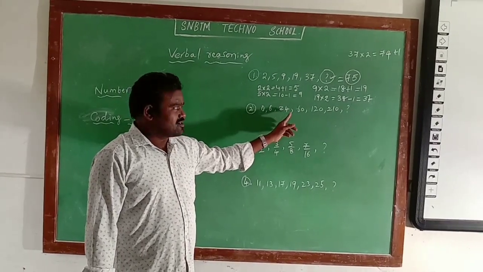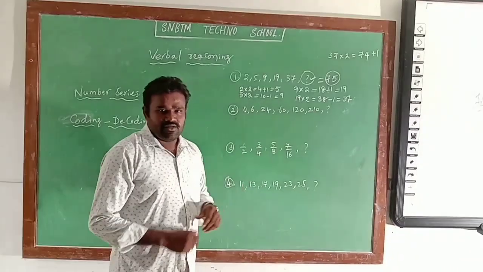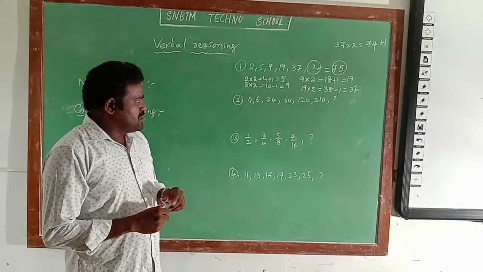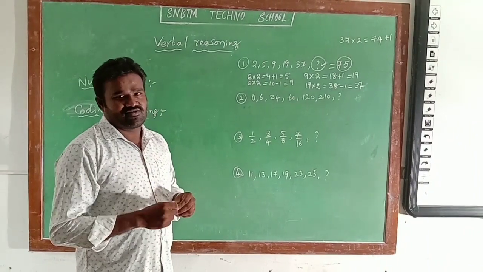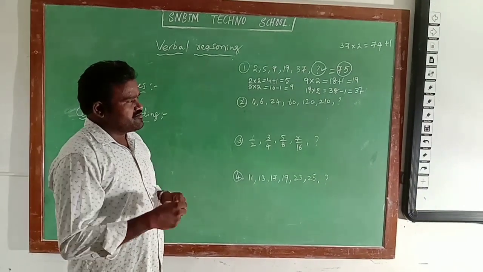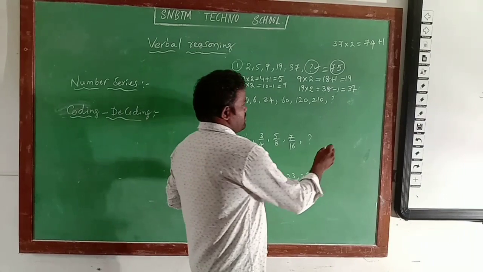0, 6, 24, 60, 120, 210. So observe the numbers keenly. These numbers are nearest numbers of cube numbers. First of all, what are the cube numbers generally?